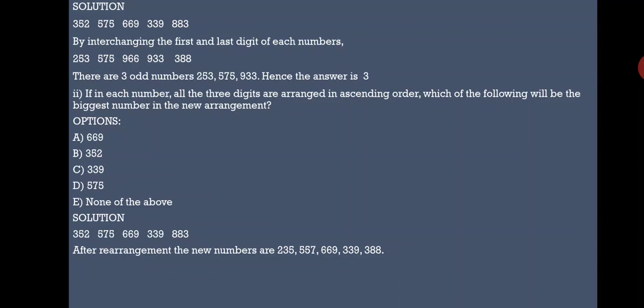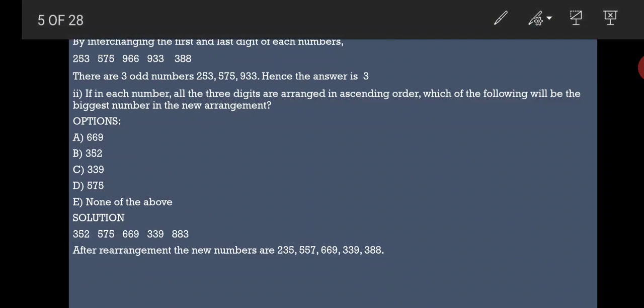So after rearranging the numbers, the series is 352, 575, 669, 339 and 883. After arranging the digits of each number in the ascending order, it would appear as: 352 can be written as 235, 575 can be written as 557. Similarly, all the numbers can be arranged in the ascending order. After that, the rearranged new numbers will appear in the series as given below.